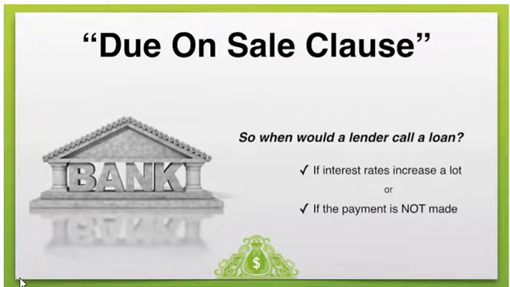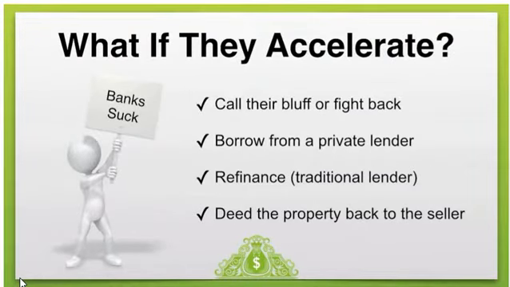So if the seller transferred the property to us, wouldn't that automatically trigger the due on sale clause? Well, not necessarily. Typically, the lender will only call the loan due if interest rates rise significantly, and they start auditing their books to see which loans they can call due, because they can then turn around and lend that money back out at a higher rate. Or if the mortgage payments are not being made and the loan goes into default. And the good news is, if they do accelerate, you do have options.